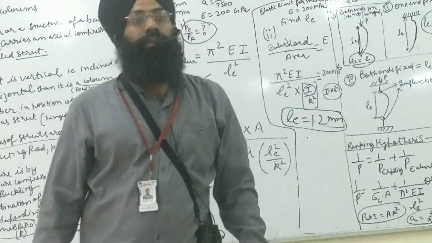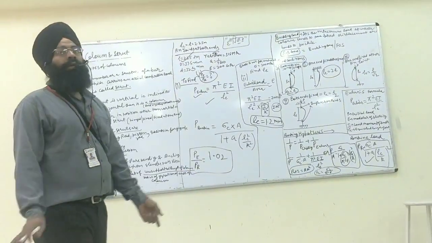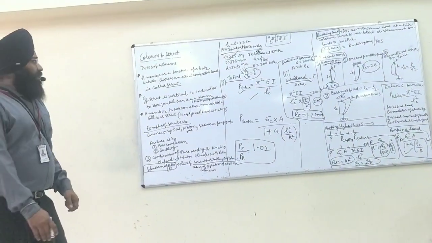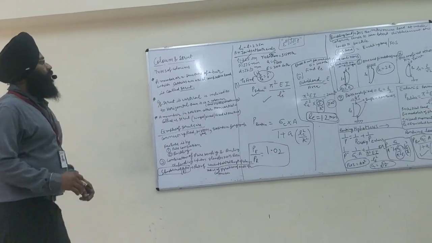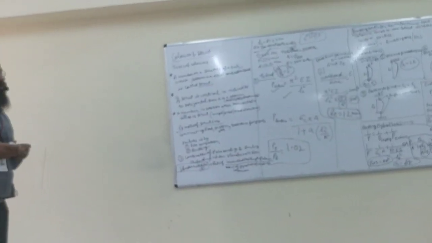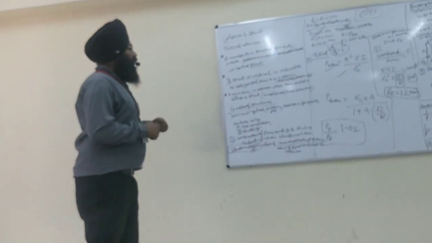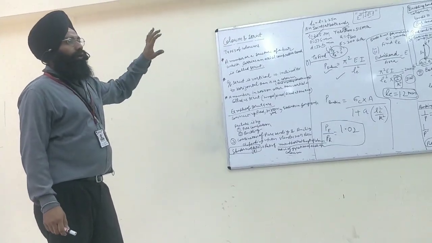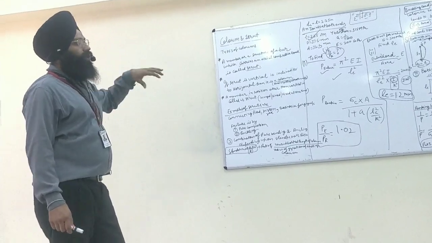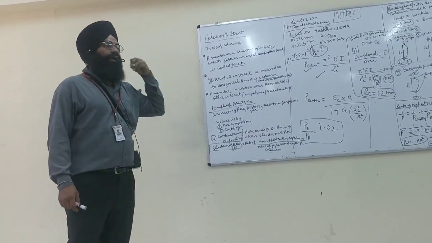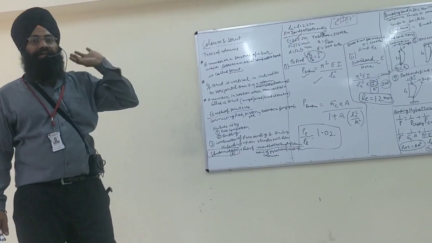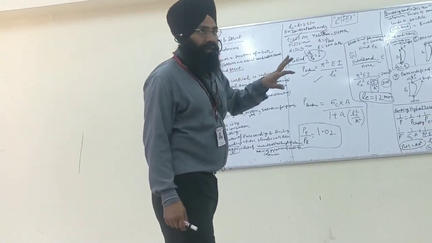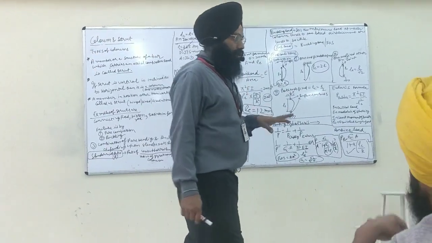So this is all about the column and strut. In the last classes, we have done the derivations also for the end conditions. So this includes almost all the calculations for Euler load, Rankine load, end conditions, and buckling loads. So try to solve the rest of the questions.